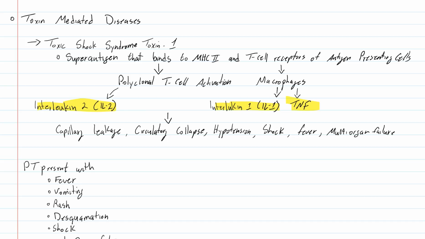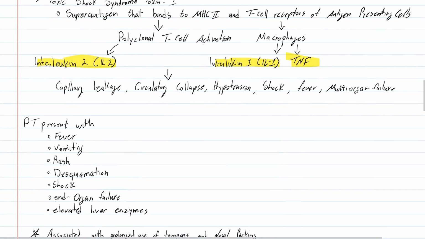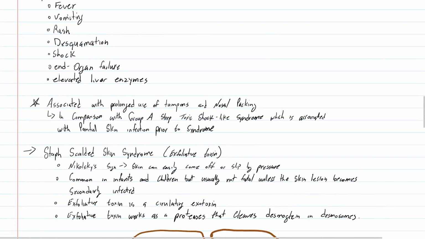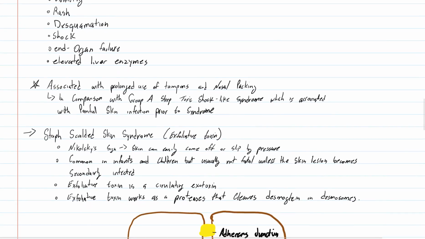How will these patients present? They're going to present with fever, vomiting, rash, shock, end organ failure, and elevated liver enzymes. And this is most commonly associated with prolonged tampon and nasal packing.